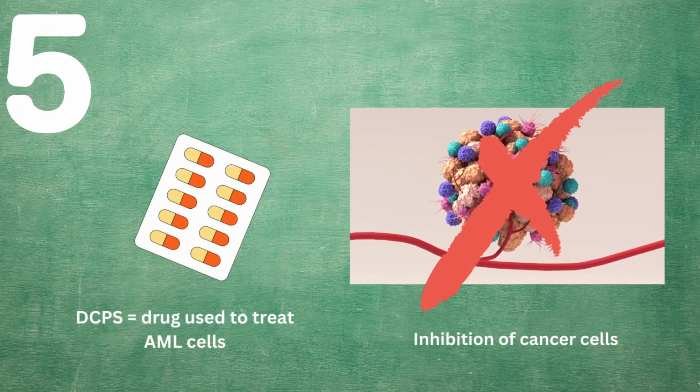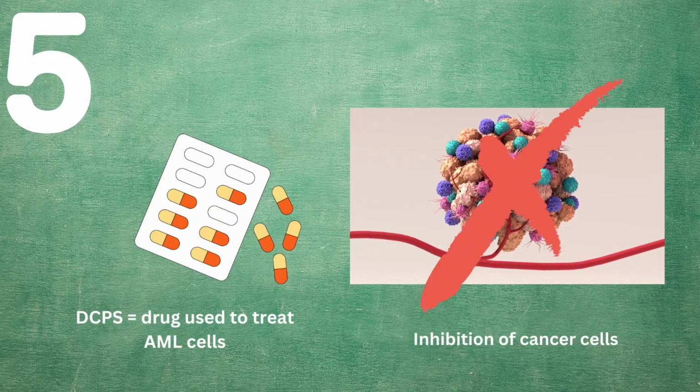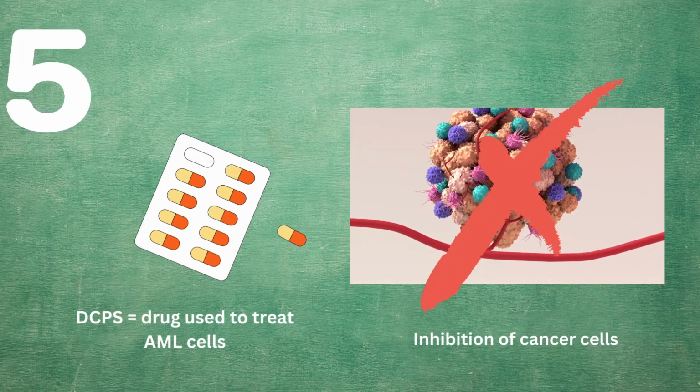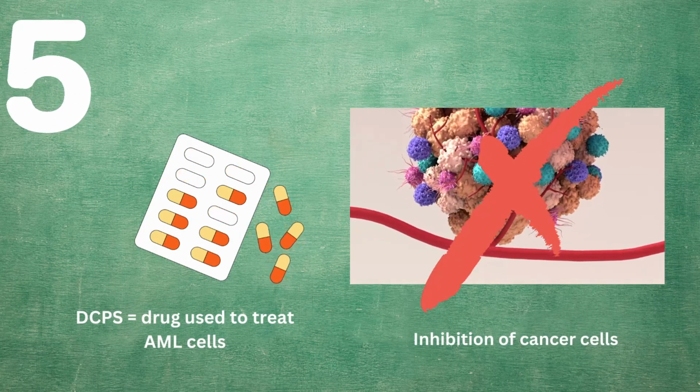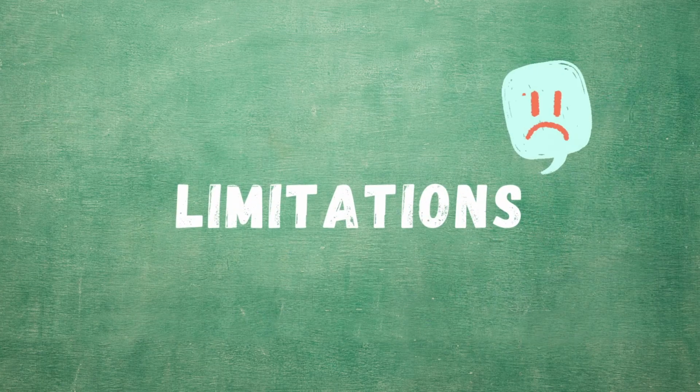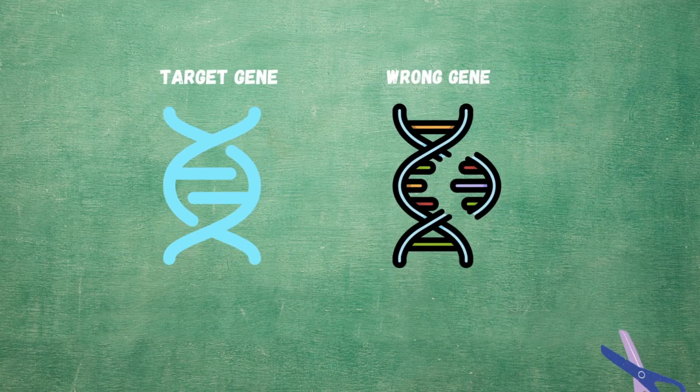Lastly, the genes that survived were then treated with DCPS, a drug that's used to target AML cells. This treatment was then used in the AML mice models to evaluate the successful targeting of genes and inhibition of cancer cells. Although this is an amazing technology, it does come with its limitations.